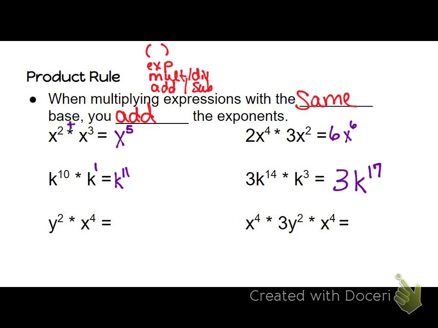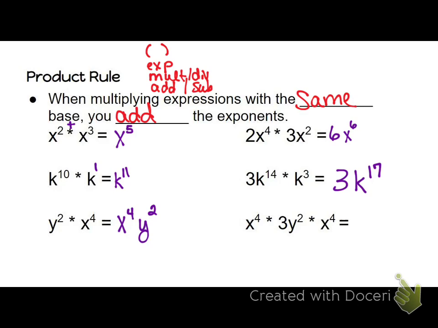Well, how do we always like to list our variables? In what order? Alphabetical order. So I'm just going to rewrite it x to the 4th, y to the 2nd. Okay? We're just going to put them in alphabetical order.